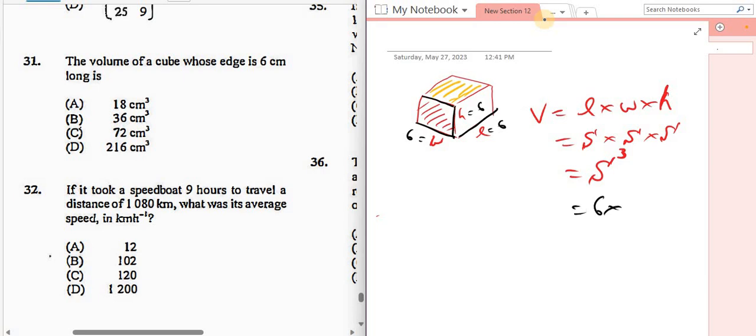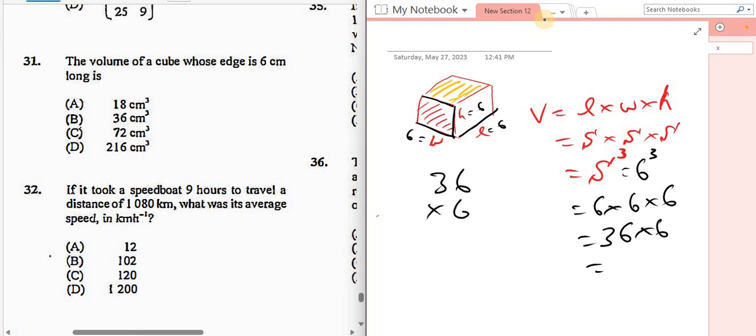So 6 cubed means 6 times 6 times 6, yeah. 6 times 6 is 36, times 6. And 36 times 6 is what? 216? Well, let's check. 36 times 6. 6 times 3 is 18. And 18 plus 3 is what?